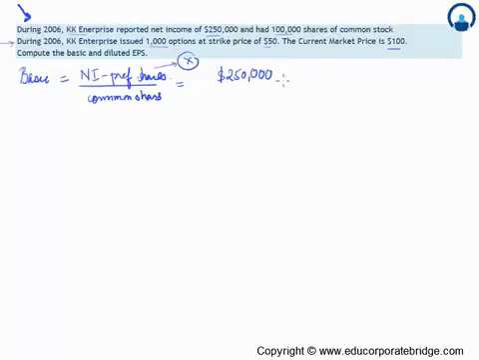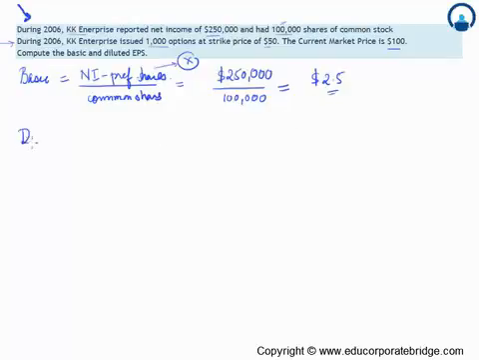So let's calculate the basic EPS first. We have done this time and again. This would be net income minus your preferred shares divided by your outstanding common shares. So are there any preferred shares in this case? There are no preferred shares, so your net income is basically 250,000. No preferred shares, so the common shares are basically 100,000. So we take this, so your basic EPS comes out to be $2.5.